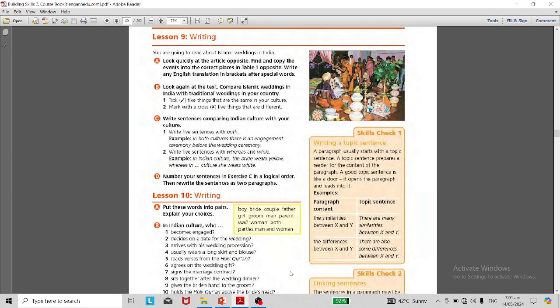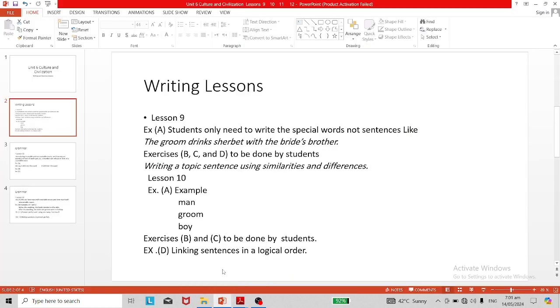In lesson 9, writing, we have 4 exercises A, B, C, and D. For exercise A, students only need to write the special words, no sentences, like the groom drinks sherbet with the prize. Let's go first to the exercise itself.